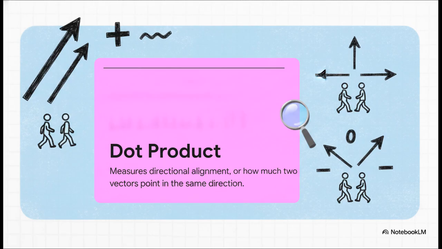A dot product is really a measurement of directional alignment. Think of two people out for a walk. If they walk in the exact same direction, they're perfectly aligned, and the dot product gives them a massive positive score. If one walks north and the other walks east, they're moving perpendicularly, totally unrelated, so the score is basically 0. And if they walk directly toward each other, they are opposed, resulting in a negative score. The dot product captures exactly how aligned two vectors are.